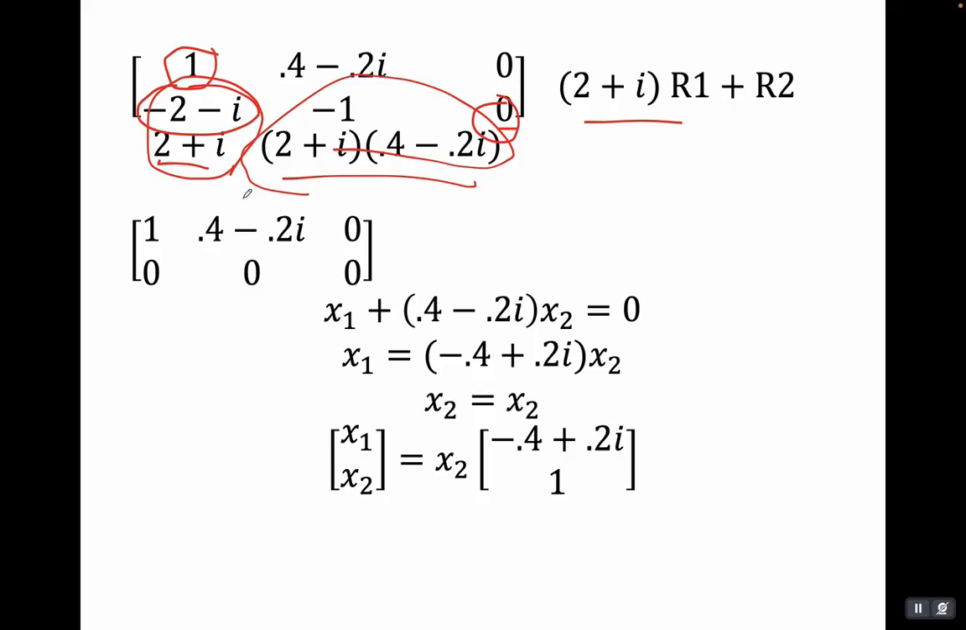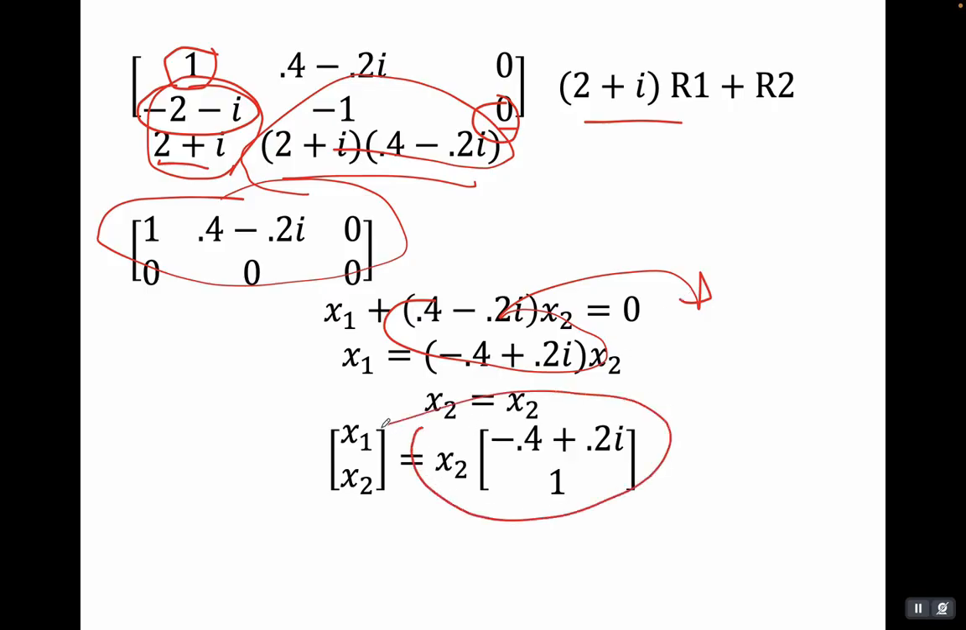So this is the system of equations we now have, the augmented matrix. It's in reduced row echelon form. x1 plus (0.4 minus 0.2i) x2 equals 0. Move this stuff onto the other side, and we end up with x1 equals (-0.4 plus 0.2i) x2. And since x2 equals x2, this is our solution. So this is going to be our eigenvector, x2 times (-0.4 plus 0.2i, 1).